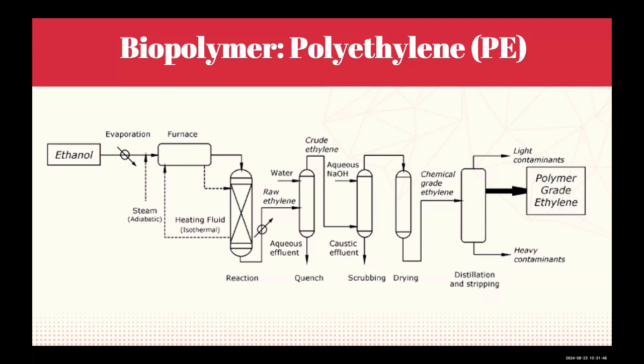Then we have drying after the scrubbing to remove any moisture from the gas. And finally, we have the distillation and stripping. So the crude ethylene undergoes distillation and stripping, basically to separate it into pure polymer grade ethylene and to remove any contaminants that come along with it. So this is just a quick scheme to give you an idea of how the process works to produce biopolyethylene.